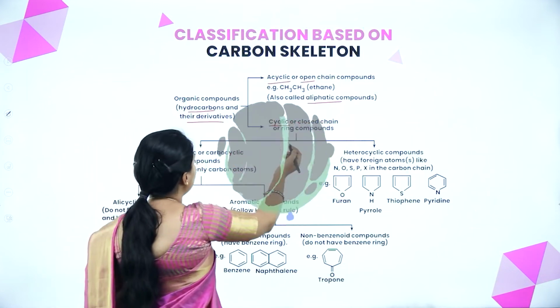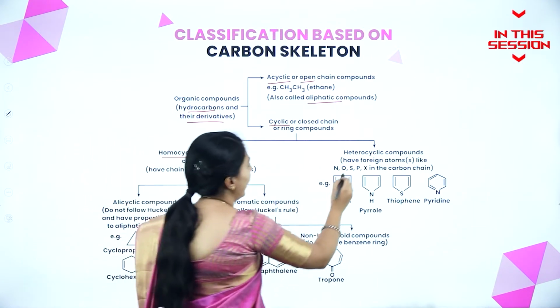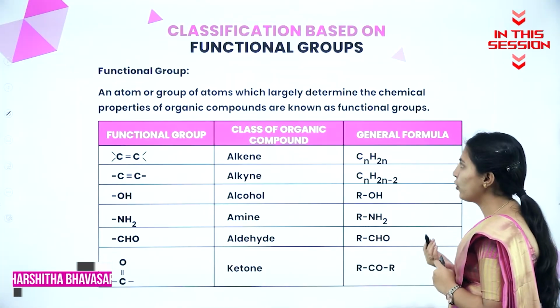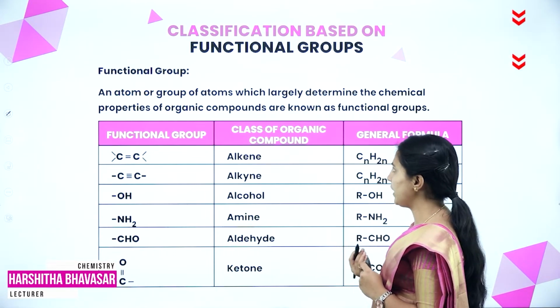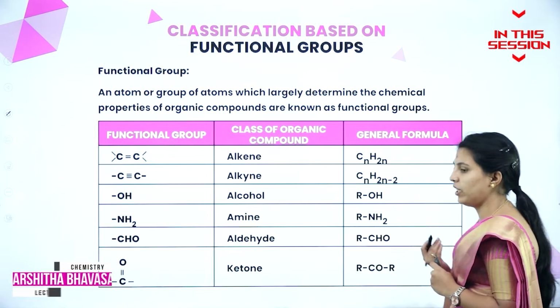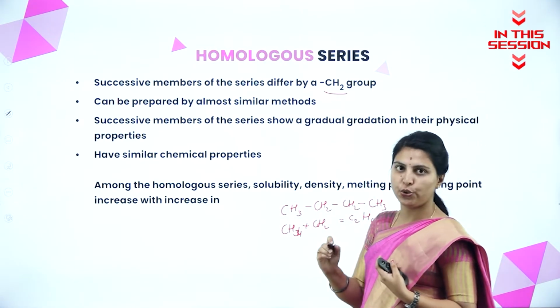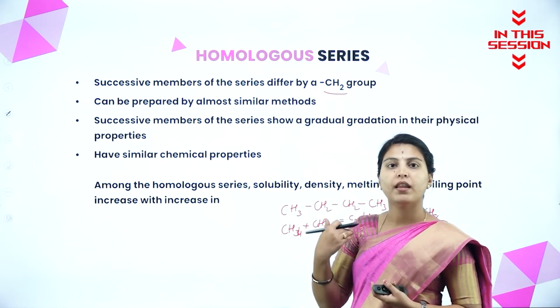The cyclic compounds is further divided into homocyclic and heterocyclic compounds. An atom or group of atoms which largely determine the chemical properties of organic compounds are known as functional groups. If you keep on adding successive groups of CH2, the next step of the homologous series will be given out.